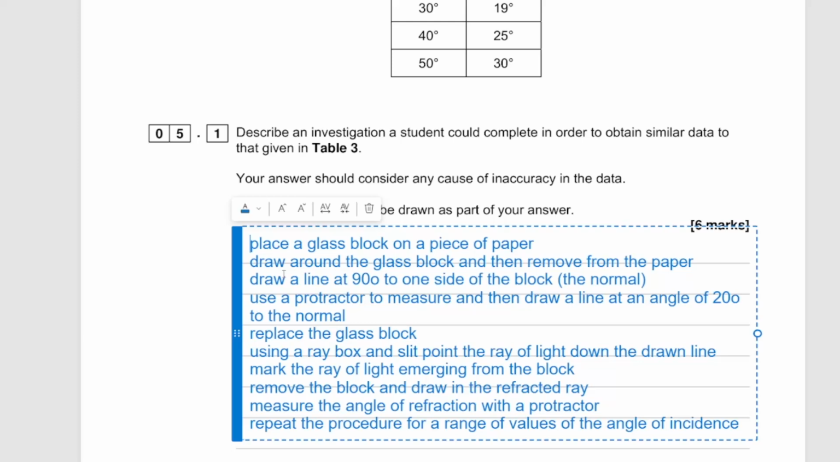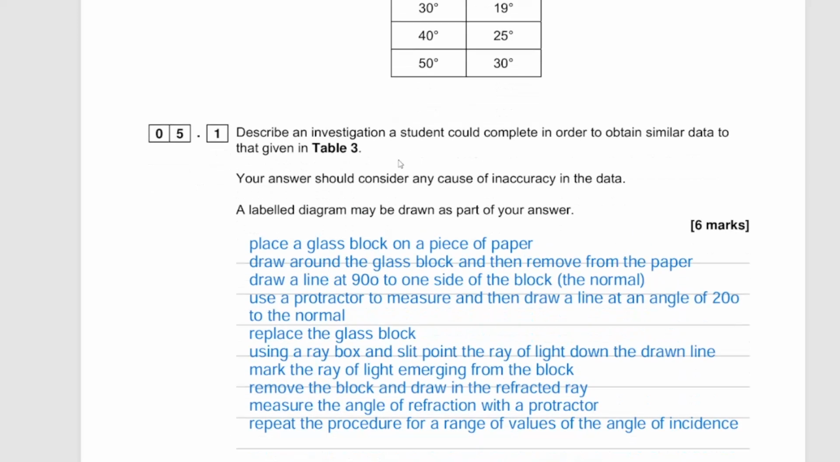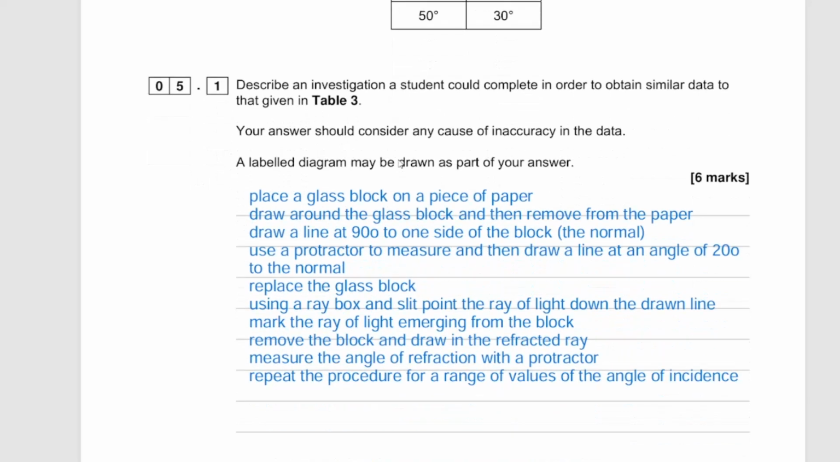Using a ray box and slit, point the ray of light down the drawn line and mark the ray of light emerging from the box. And then you remove the box and draw in the refracted ray, and then you measure the angle of refraction with a protractor, and then you repeat the procedure for a range of values of the angle of incidence, as you can see that they've done here. And that's all you need to write to get the full 6 marks. You could draw a labeled diagram, but it's not mandatory.